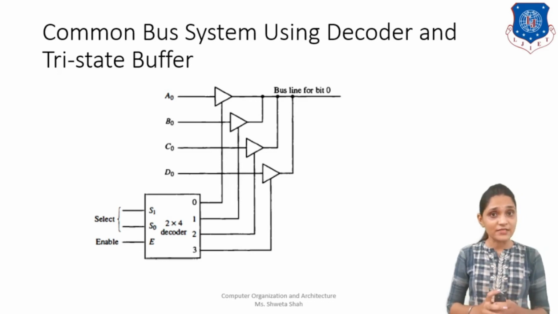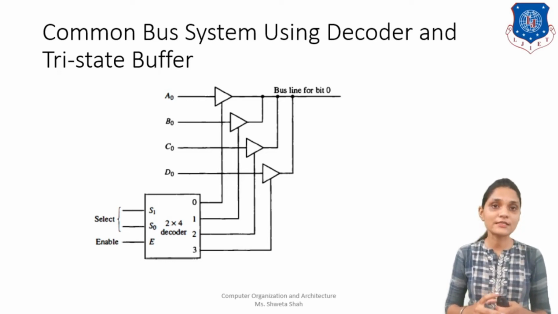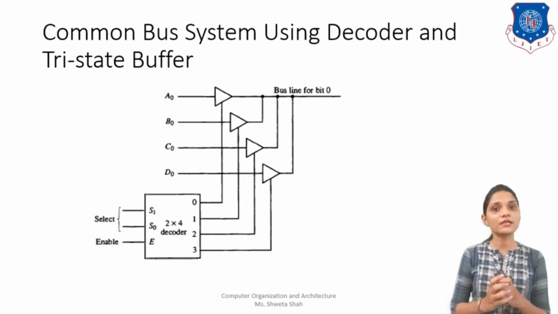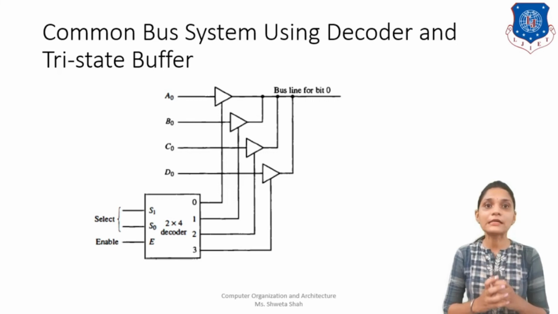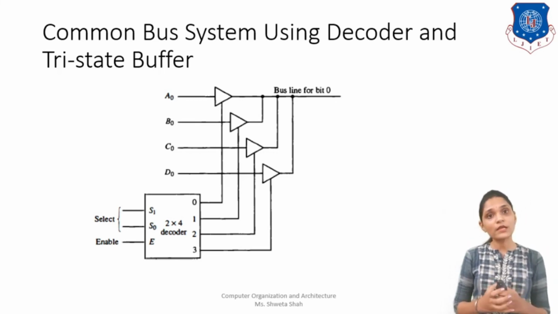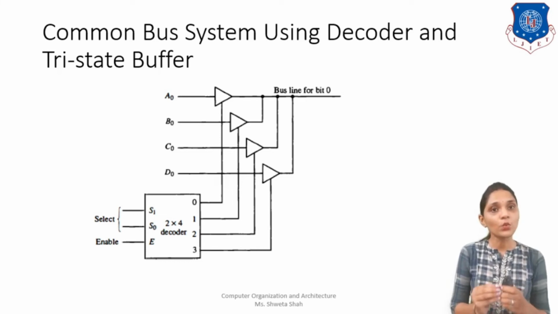Okay, and likewise if your selection is 0 1, then output 1 is activated and B0 will be available on the bus. If your selection is 0 0, then A0 will be available on the bus, and if your selection is 1 1, then D0 will be available on the bus. So in this way we can design our common bus system for a simple 1 bit, for 4 registers.